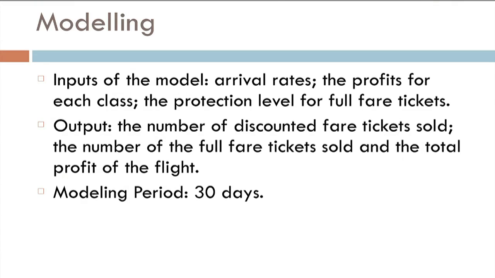And it should be mentioned that the maximum number of discounted fare tickets cannot exceed the total number of seats minus the protection level. And it's the protection level that we're trying to find out. So the model needs decision inputs, outputs, and a running period as well. The main inputs of the model are the arrival rates, the profits for each class, which are 35 and 100, and the protection level for full-fare tickets, which is 20 at the current protection level.